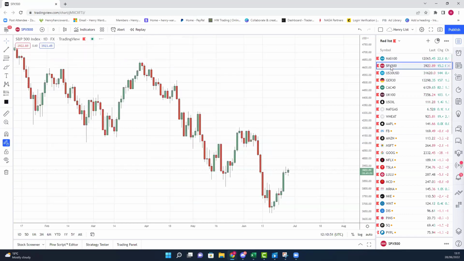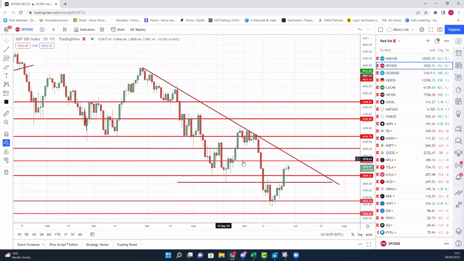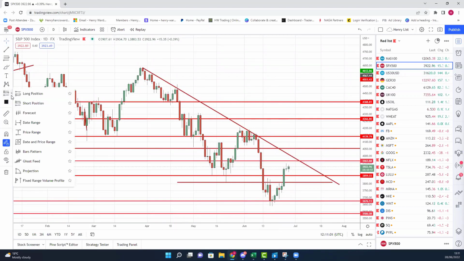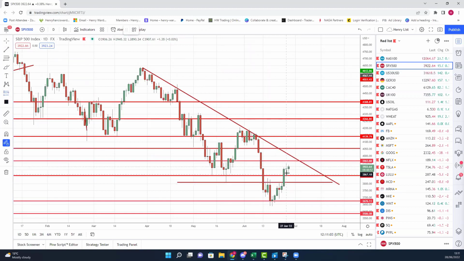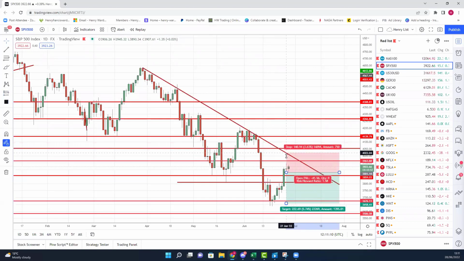So if we have a look at the S&P, the S&P has almost come back to this level as well. If you were looking to take this on the S&P as a short position, so just say you were looking to short it at that level there, you would have to put your stop loss above that level.